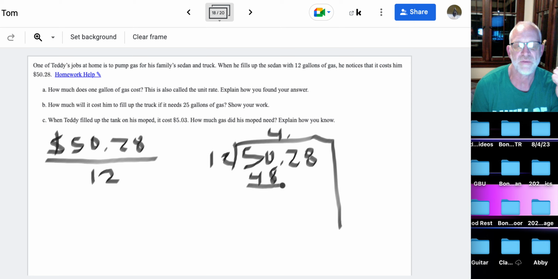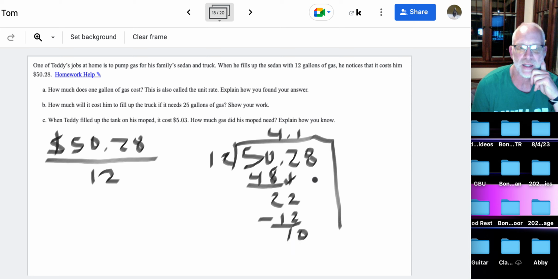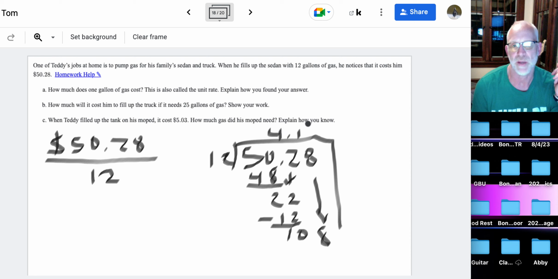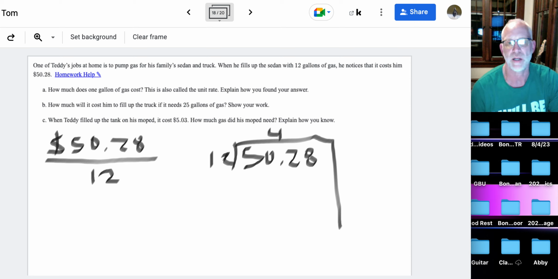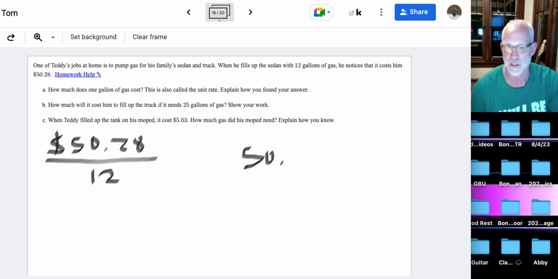50 subtract 48 is 2. Bring down the 2. 12 goes into 22 1 time. Subtract 12. We got 10. Bring down the 8. And I know that 12 times 9 is 108. So that's the end of the problem. Nothing left over. So now we know that 1 gallon of gas is $4.19, and that's how we found our answer. I did it with long division, and I did it by finding a unit rate.